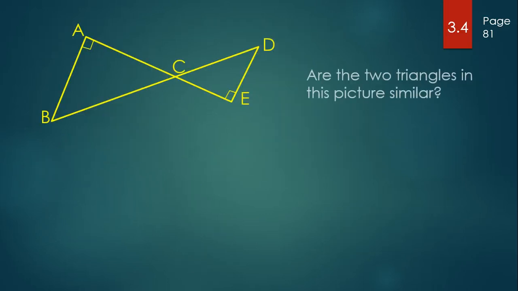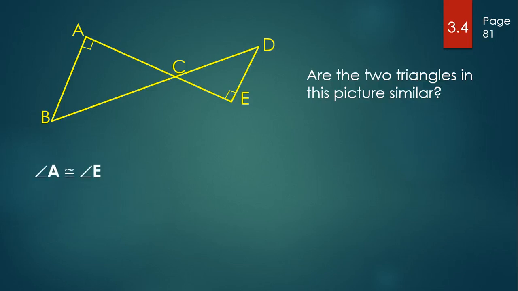Now how about this picture? There's two triangles in it. Are the two triangles similar in the picture? We don't know the lengths of any of the sides, so we can't tell if the corresponding sides are proportional. And we weren't given all the angle measures, so we can't say that we have pairs of corresponding angles that are congruent. So how can we tell that we have similar triangles here?